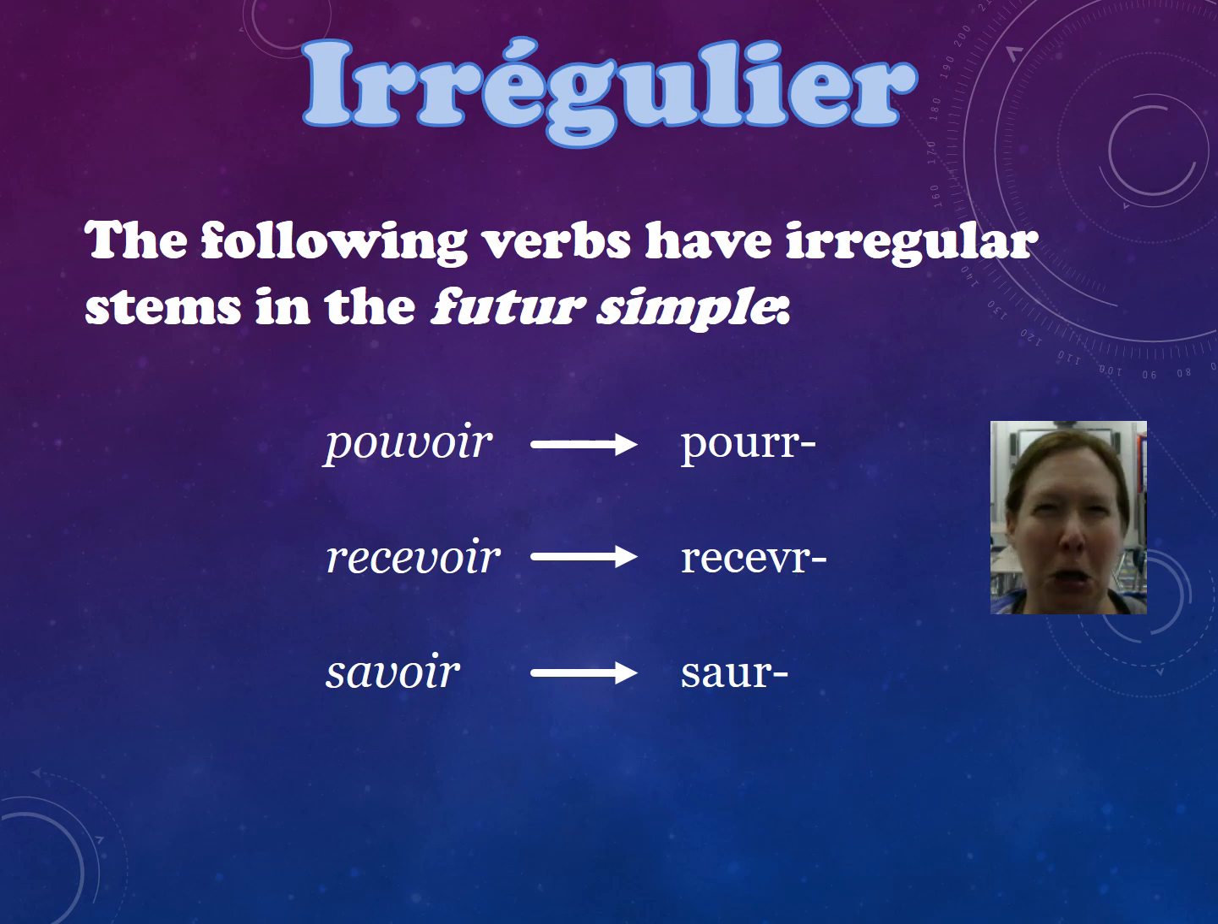One of your clues that it's going to have an irregular stem in the future is if it ends in O-I-R. If you have a verb that ends in O-I-R, it is going to have an irregular future stem. So that's one of those little hints that can help you if you're trying to figure out whether you're supposed to do it as a regular or irregular future verb. Tenir is tiendr. Remember that tenir works just like venir, and we're going to see venir in a minute.